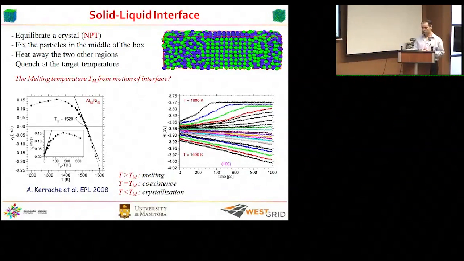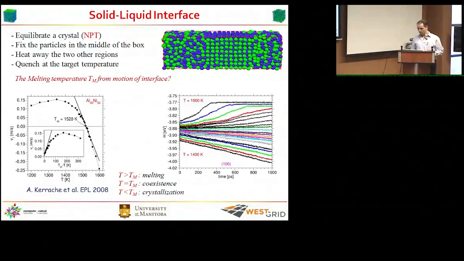To prepare such a system, we use an elongated simulation box. Now in MD, it's possible to fix, for example, the positions of a certain region of the simulation box. We fix those atoms as a crystal. Then we run MD at high temperature to have a liquid region. Then we quench the system to the initial temperature.